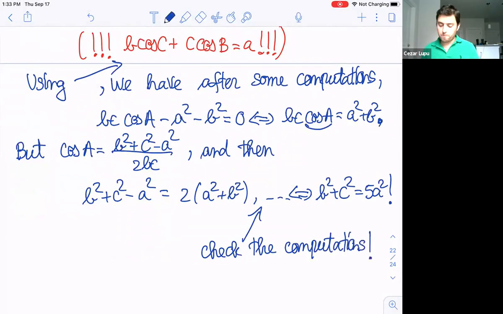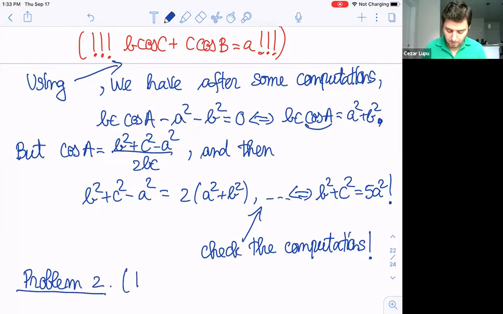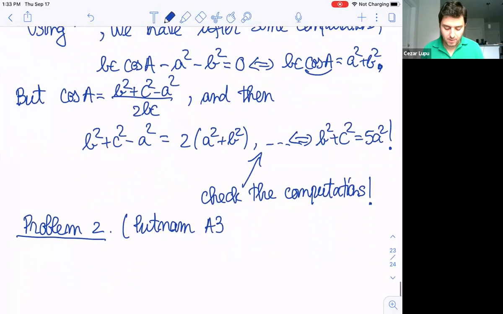All right, now I want to do another problem. Let's say problem 2, and this will be an old Putnam problem, but you'll see I will get stuck at some point. I want to do this problem. So this was a Putnam A3, and you'll see, I will show you a new technique here, in 1962. All right, the problem says the following.